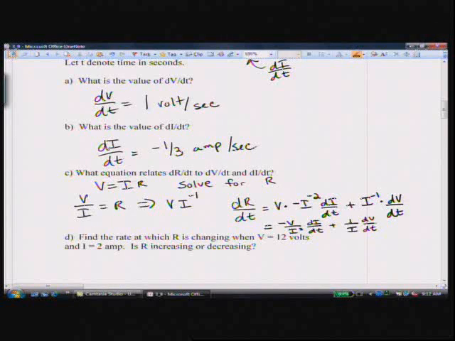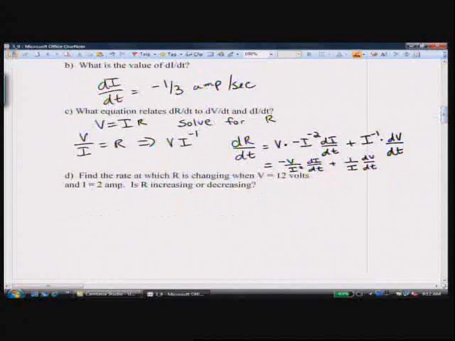Okay, so there's our formula for the change in the resistance with respect to time in terms of the voltage and the amperes. Now it says find the rate at which R is changing. So they're looking for dR/dt when V is 12, so you'll put 12 in for V, I is 2, you'll put 2 in for I, and they had already given us dI/dt and dV/dt in the original problem.